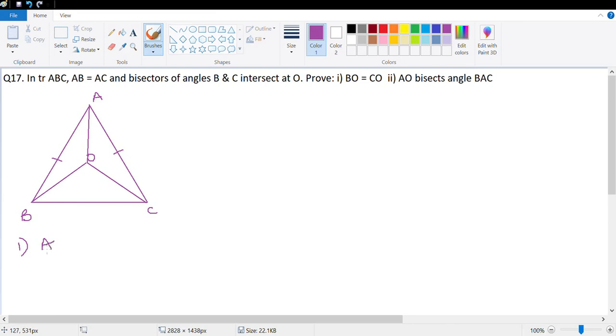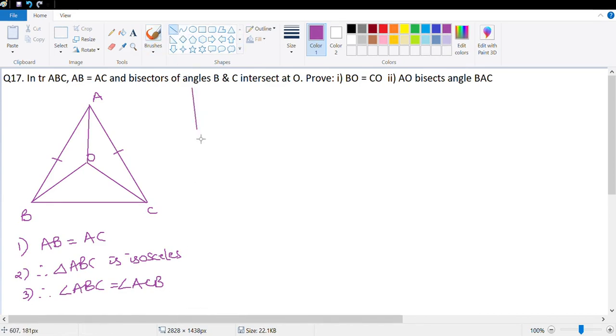Point number one, AB is equal to AC. Therefore, triangle ABC is isosceles. What this means is, therefore, angle ABC is equal to angle ACB. Now, these two angles are equal and we have bisectors of these two angles, which means half of these two angles should also be equal. Yes, let's just write that down. Therefore, angle ABC upon 2 should be equal to angle ACB upon 2.